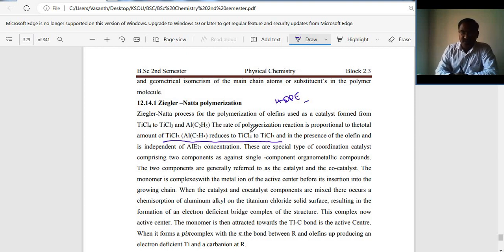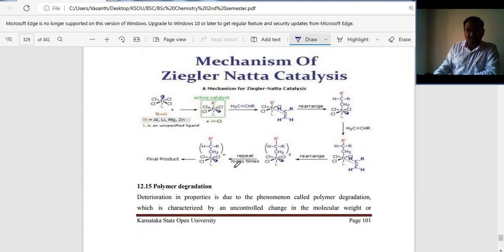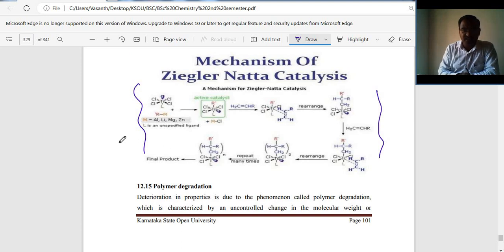Titanium trichloride and aluminium tetrachloride molecules make up the Ziegler-Natta catalyst, its chemical composition. The mechanism of this Ziegler-Natta catalyst: once we use the Ziegler-Natta catalyst with the ethene molecule, what we get is high density polyethene.